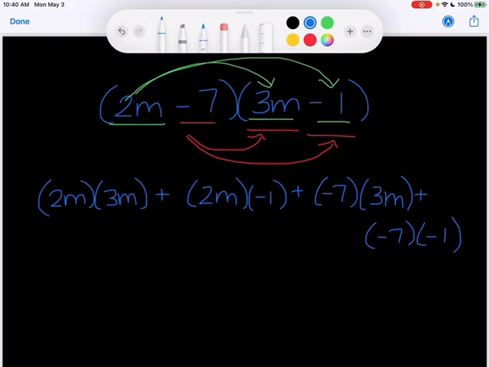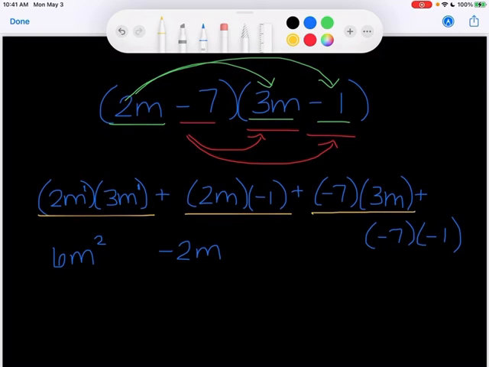So starting here, we've got 2m times 3m. 2 times 3 is 6, and that's m to the 1st times m to the 1st, and we add those so we get m squared, or m to the 2nd. Okay, then we've got 2m times negative 1. Well, 2 times negative 1 is negative 2, and then we've just got the m. Next, we've got negative 7 times 3m. So negative 7 times 3 is negative 21, but we still have that m. And then last, we've got negative 7 times negative 1, which is a positive 7. So we've got 6m squared minus 2m minus 21m plus 7.